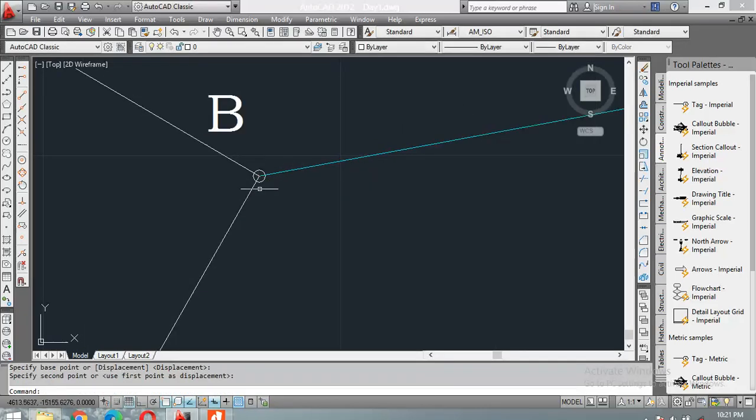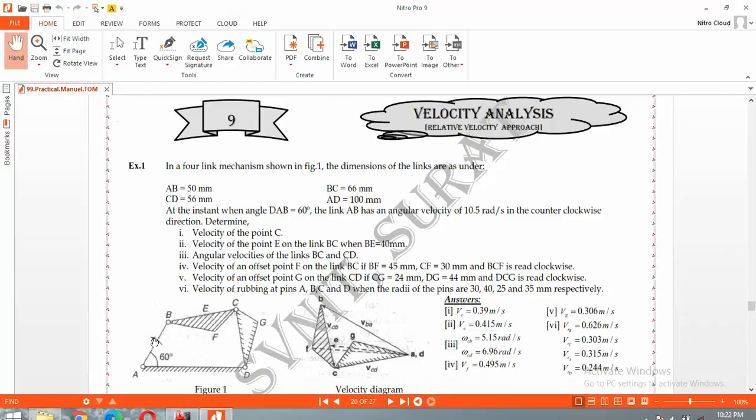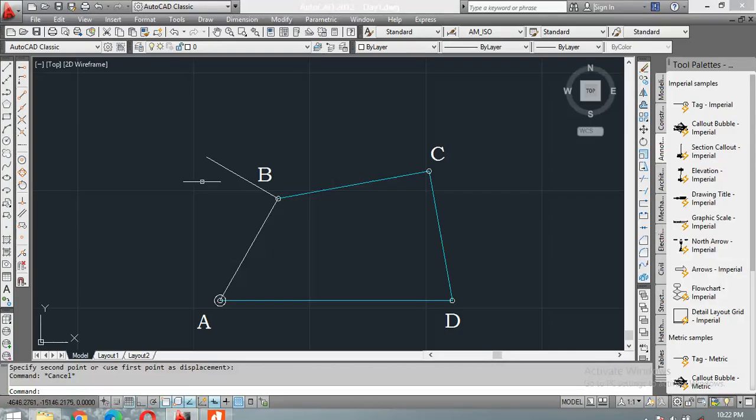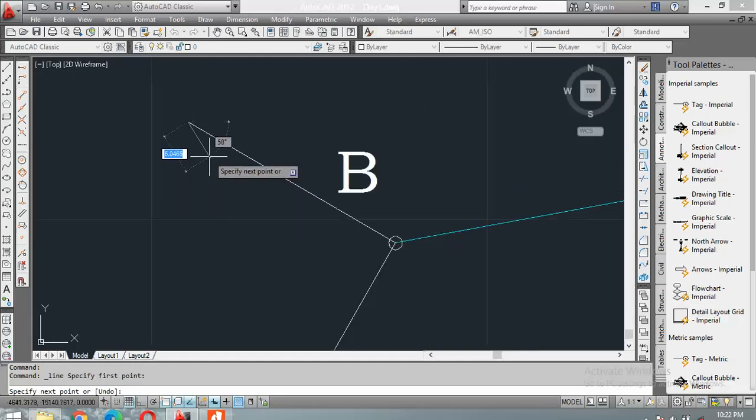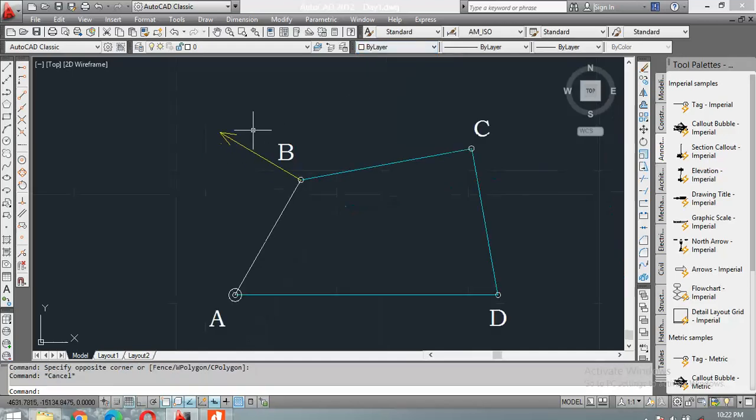I will represent it from point B. What should be the direction of this motion? The direction must be along the direction of angular velocity. Angular velocity is given in anti-clockwise direction, so the velocity of point B must be towards the left side. So I am drawing this vector towards the left side. I will represent it with yellow chalk, so that we will not confuse which line represents the mechanism diagram and which line represents the velocity diagram.